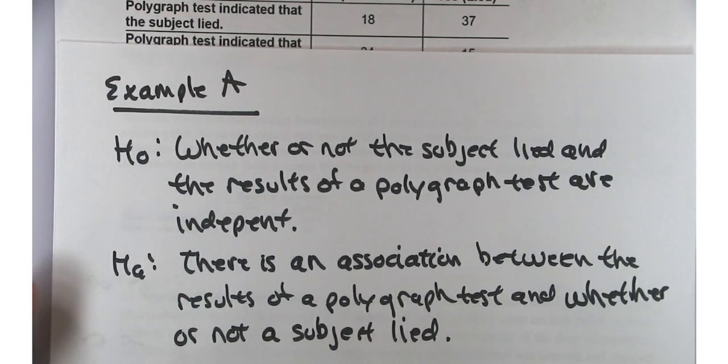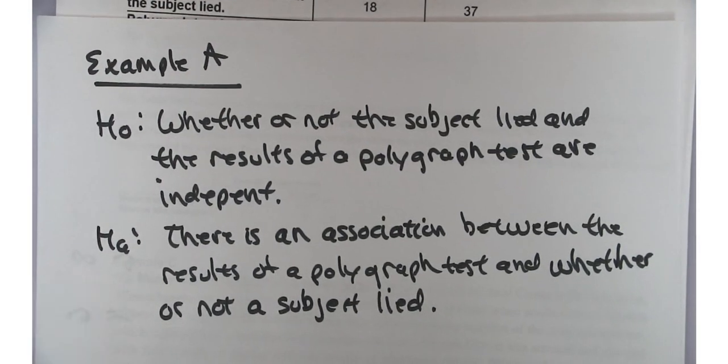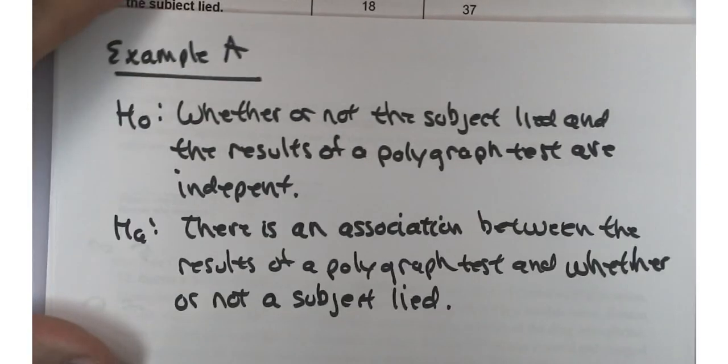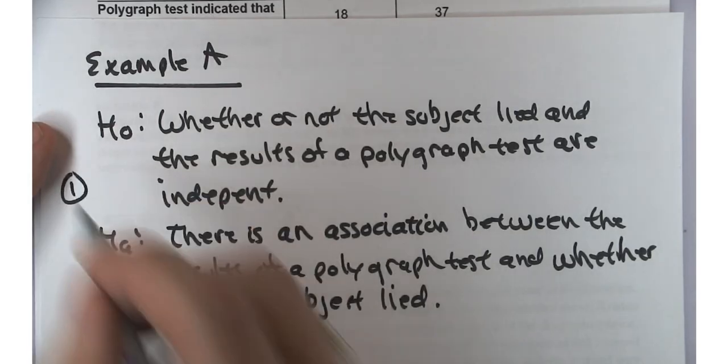All right, so there's your null and alternative hypothesis. Like I said, a little bit different. Not quite the same as what we're used to, but that's what we're stuck with. What comes next? So that's our first step. What's our next step?